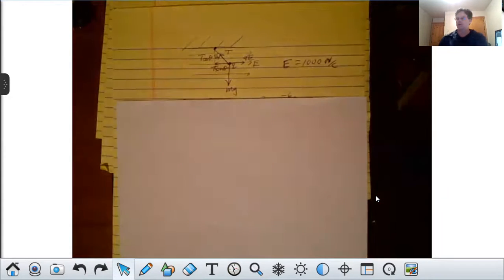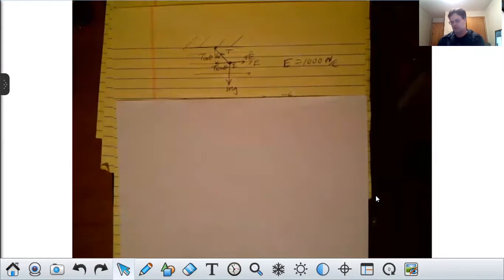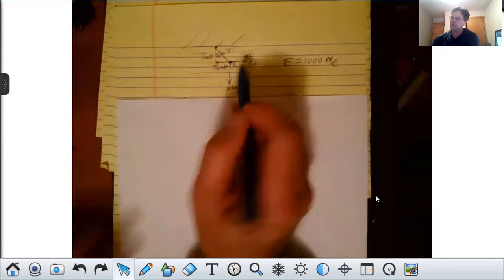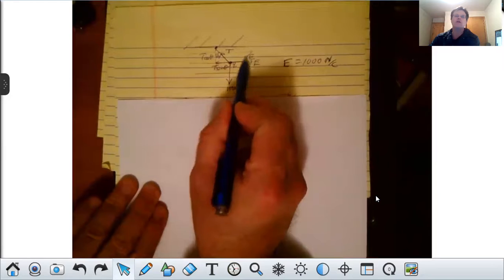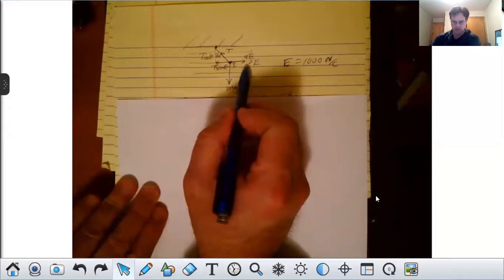But it's a uniform field, right? So it's everywhere the same and pointing to the right. For a positive charge placed in this field, there will be a force F equals QE, pushing to the right along the field.